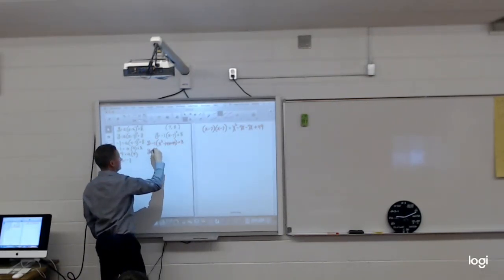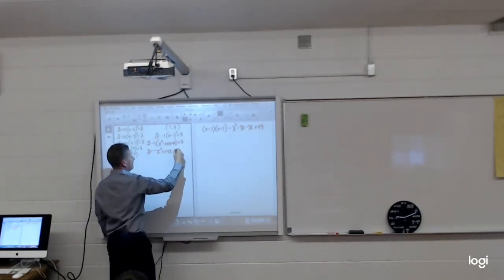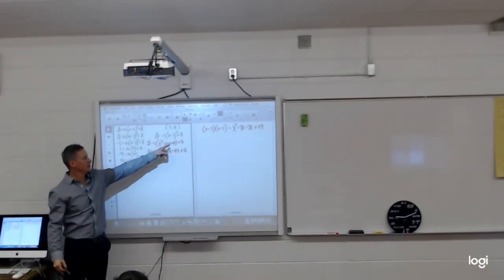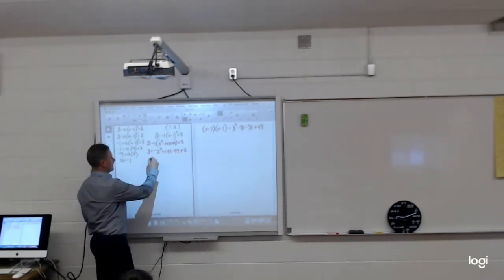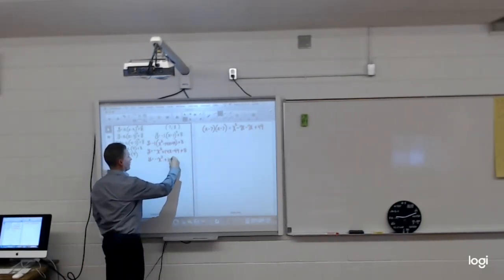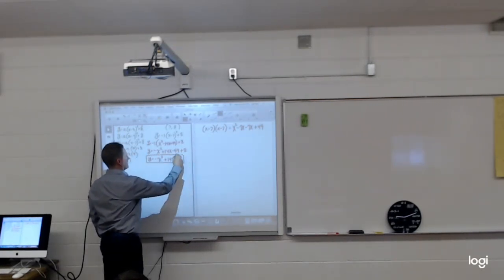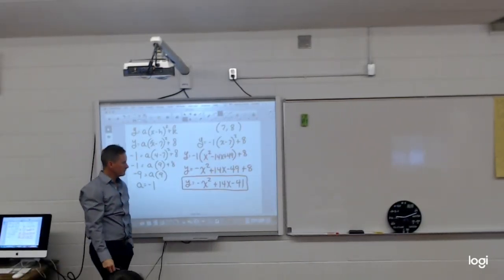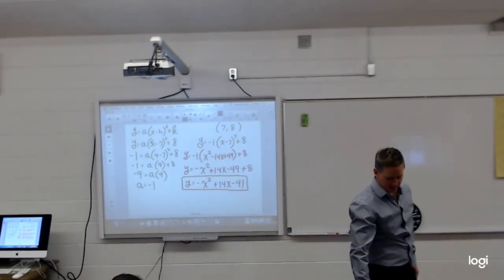Now I distribute through. Negative x squared plus 14x minus 49, add 8. So I multiply each of those by negative 1, so basically I change my signs. And my final answer is minus x squared plus 14x minus 41. There's the equation in standard form. Okay, so far?